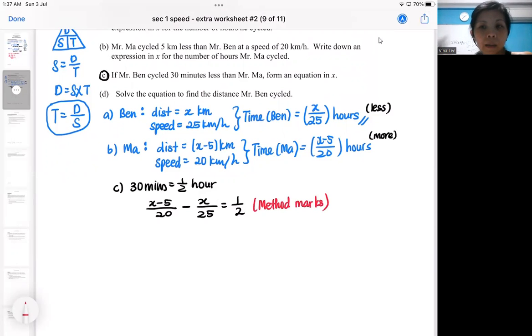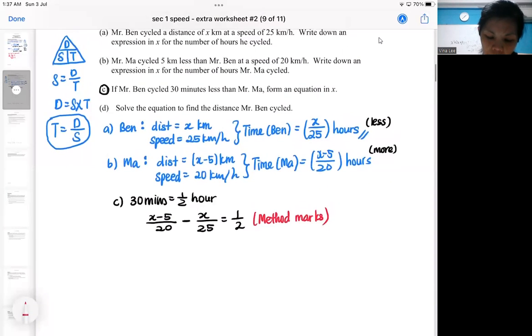After this method mark, it will be how good your algebra is. Do you remember how to make the same denominator, then cross multiply? Give it a try. Make the same denominator and cross multiply so that you can solve the equation. Okay, please continue the last part yourself.